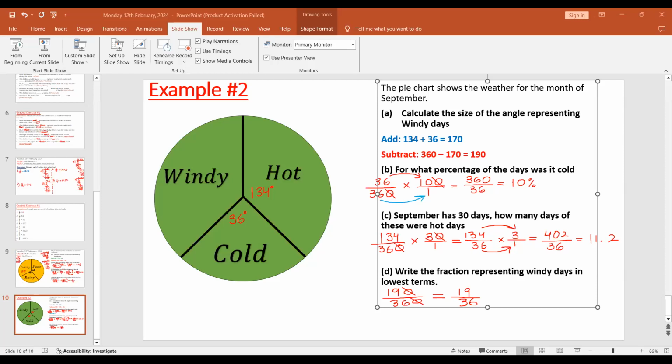And for D, the question is asking us to write the fraction representing many days in lowest terms. So we have to find out what is many days. So we know that it's 190 over 360. But that can be reduced. So we cancel the 2 zeros, and our new answer is 19 over 36. And 19 over 36 is the lowest we could go, the terms.